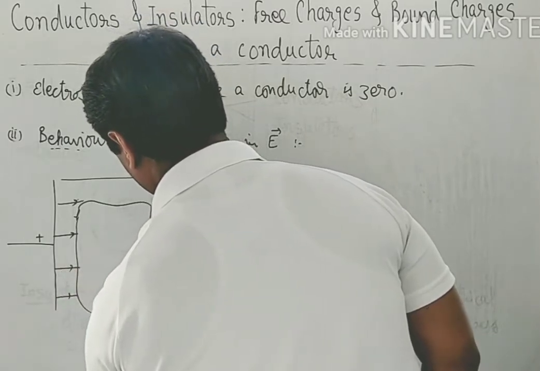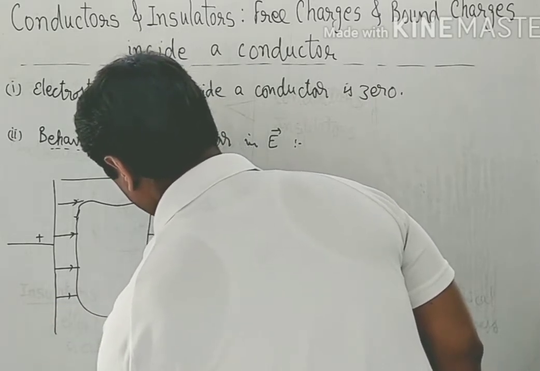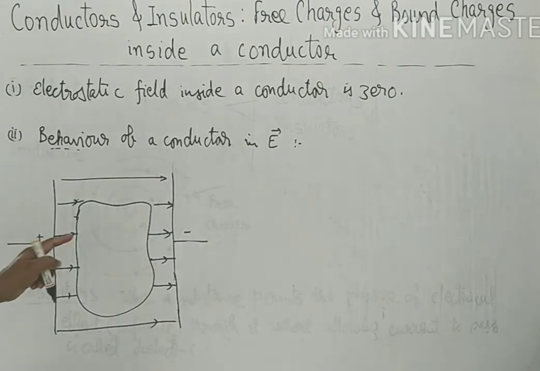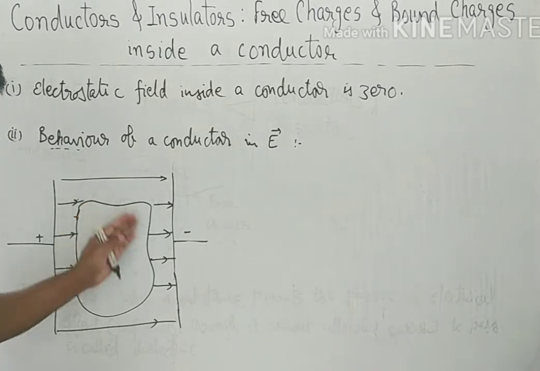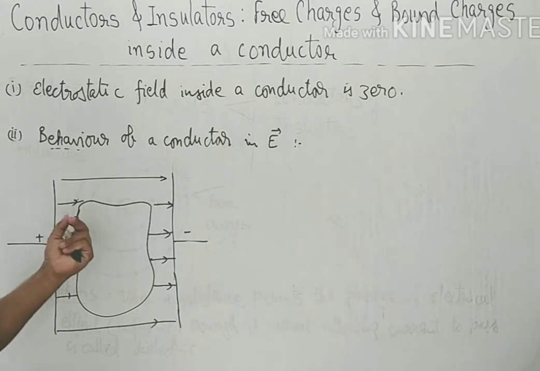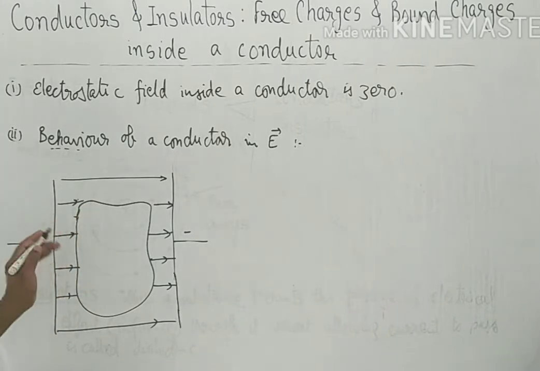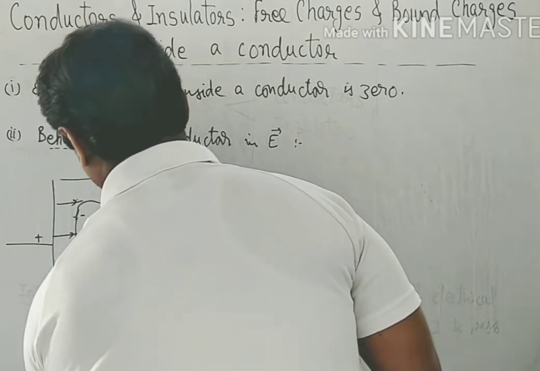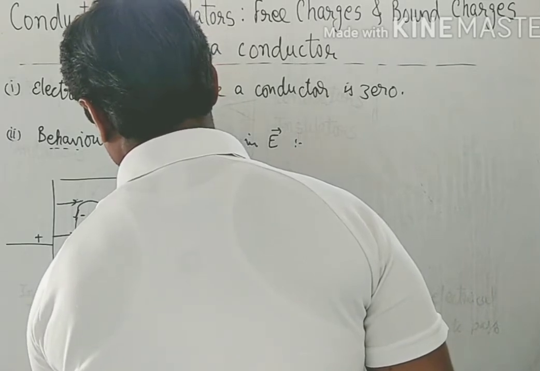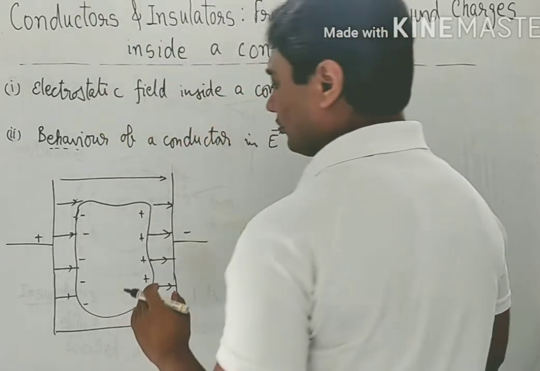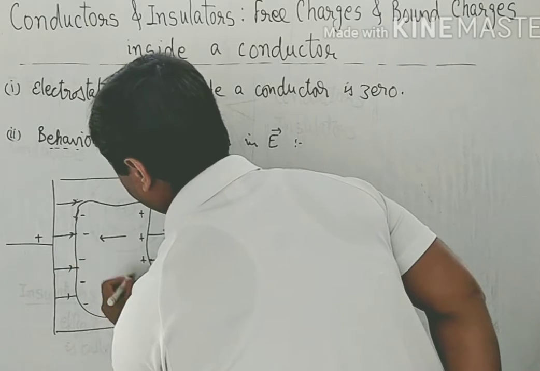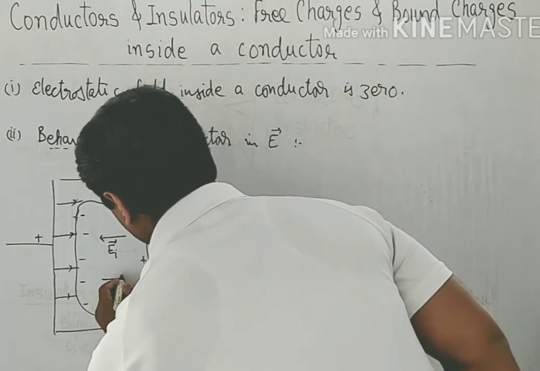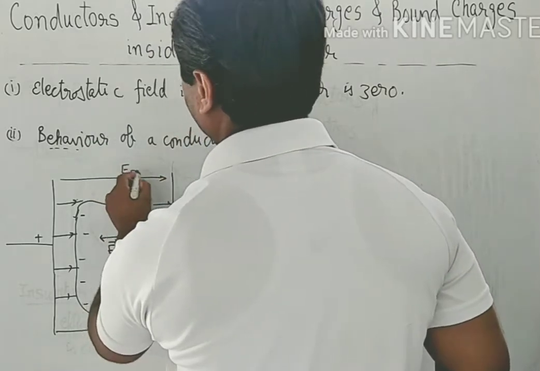So the electric field will produce the effect on the surface of conductor as well as inside it. The effect is that the charges inside the conductor, mainly negative free charges, will be attracted towards this side due to the positive affinity of the field, and here the negative charges will get accumulated and the positive ions will be on the other side. So this will make the induced electric field, along this direction, and the electric field applied will be as usual. This is the applied electric field, E naught.